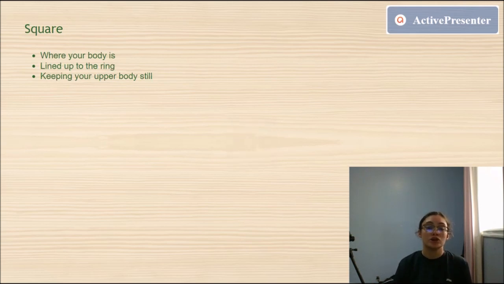Square. Where your body is lined up to the ring, keeping your body still. Let's take my headphones for example. I know you can't see them when I put them down, but they are directly in front of me in the middle. My shoulders are lined up just like how they're lined up to my screen right now. If I rotate them, I'm no longer square. So stay squared, and the key to being square is keeping your upper body still. It drives me crazy when goalies flare around the crease and they have no control over their upper body. So keep your upper body still. You're going to hear that a lot from me.